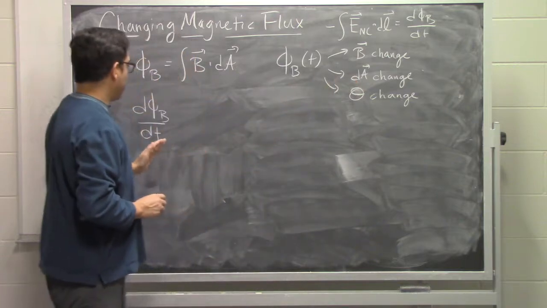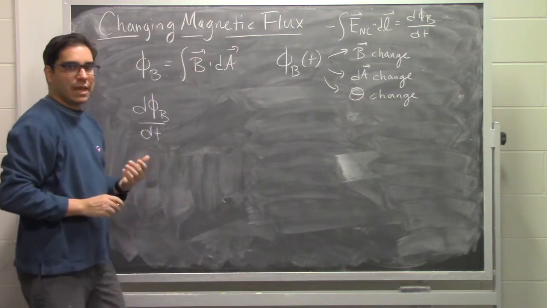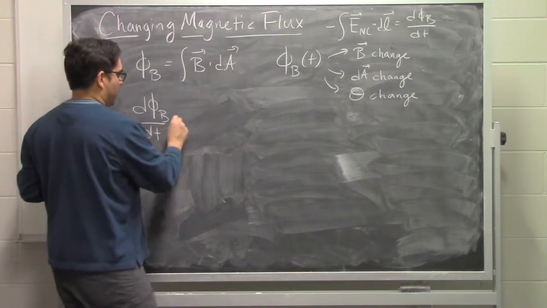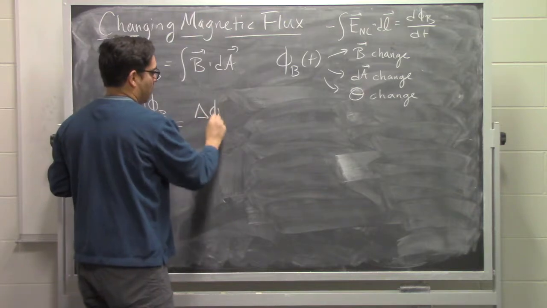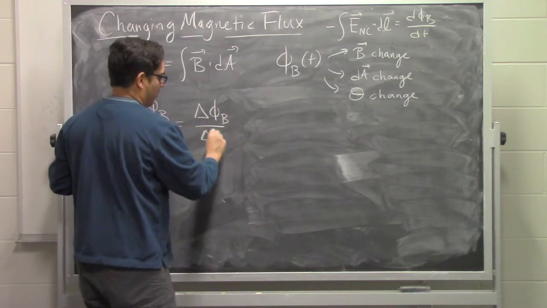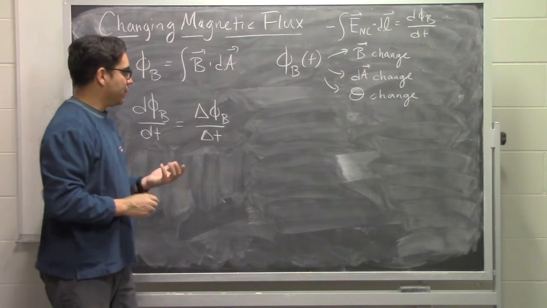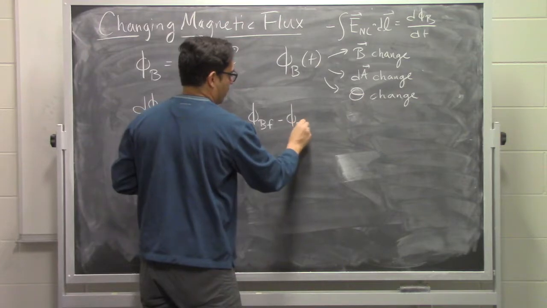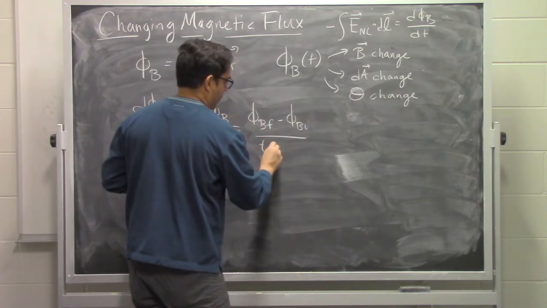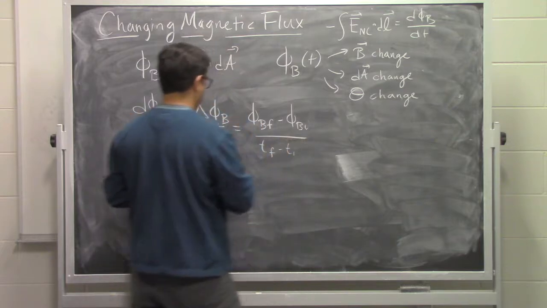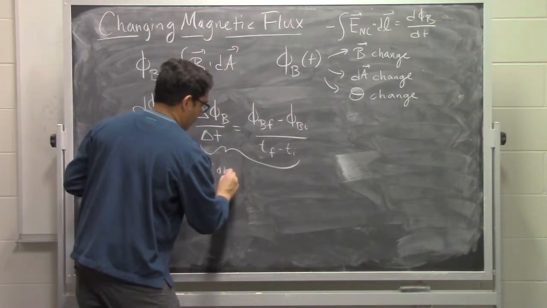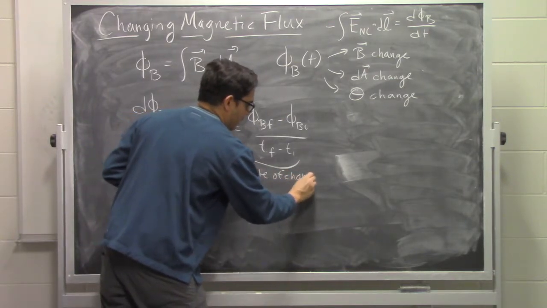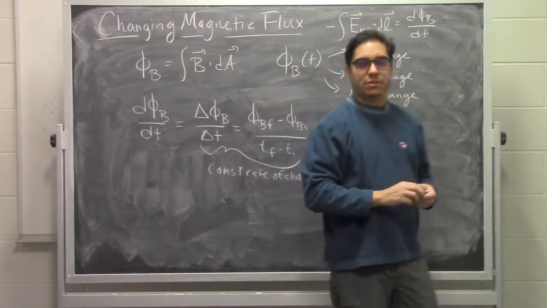Now, what we're typically going to have is a situation where we have a change that happens at some sort of constant rate. In that case, we can take big macroscopic time steps and look at the change over some amount of time, delta t. We can figure out what the flux is at some final time, take the magnetic flux at some initial time, and divide the difference by the time change. This situation is for a constant rate of change, and that's typically what we will have.